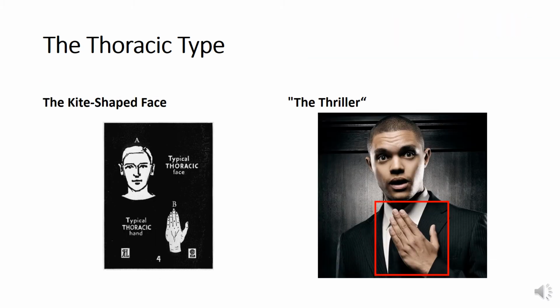So we continue with the thoracic type. They usually tend to have a kite-shaped face, and their hands have somewhat long fingers. Yes, as you can see in Trevor Noah's hands here. And if you have to summarize their character in one word, the best would be the thriller or the entertainer, somebody who makes us laugh or brings life to the party.